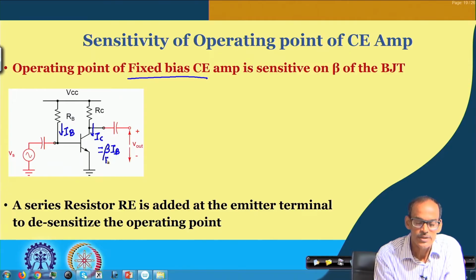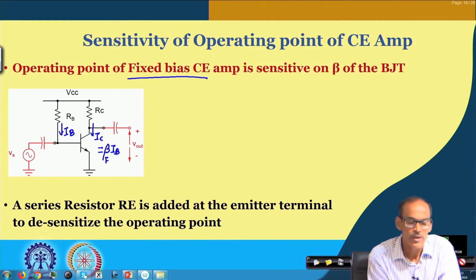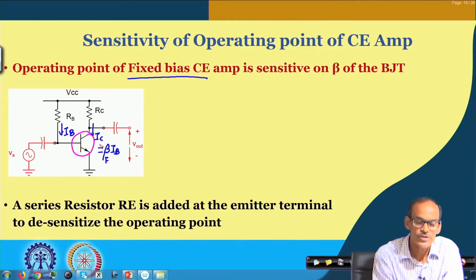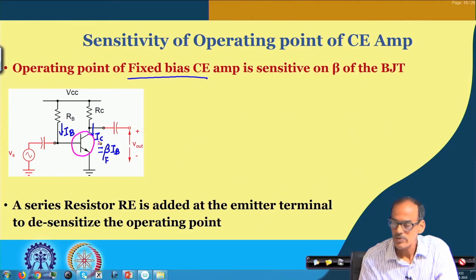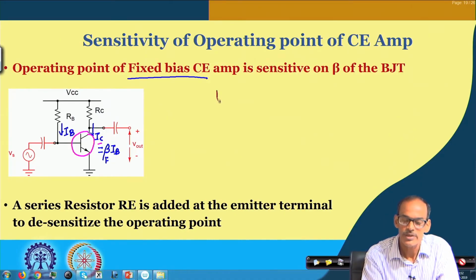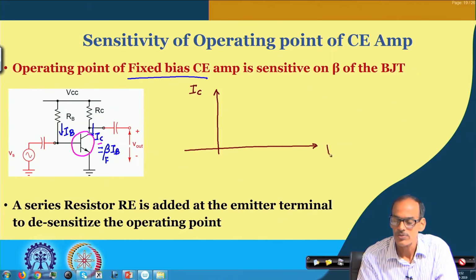As a result, if I fix this IB and then replace this transistor by another one having a different value of this beta f, definitely the corresponding IC will change. So, what will be the consequence? To explain that, let me go back to our previous method of finding the operating point of the circuit, where we used to draw this IC versus VCE.